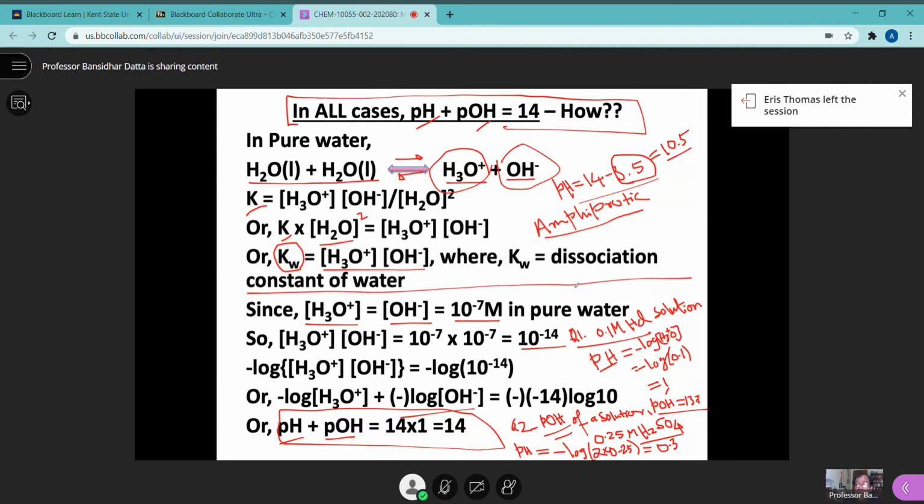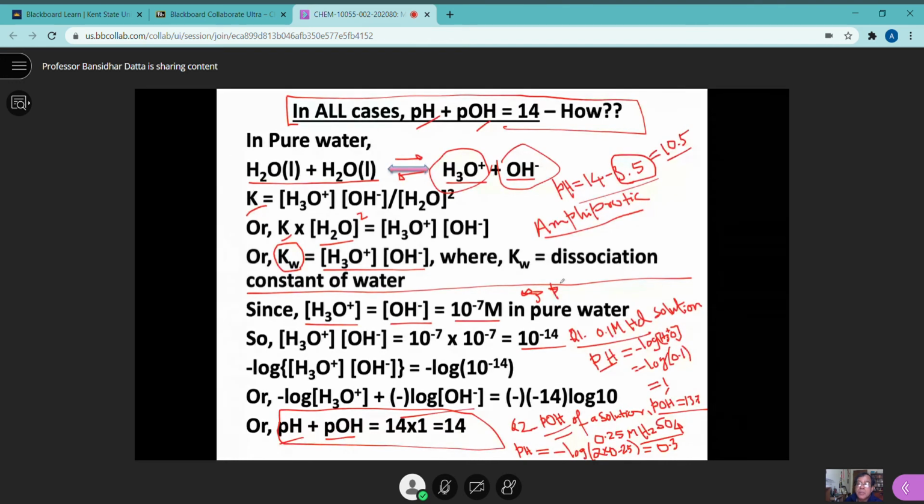Very good point. Since you asked, let's do another one. Question number 3: What is the pH of 0.1 molar sodium hydroxide, NaOH solution?